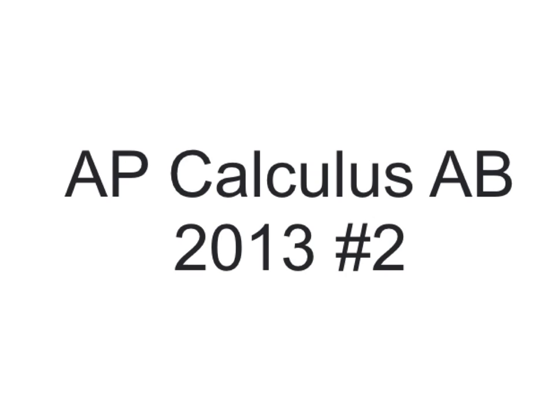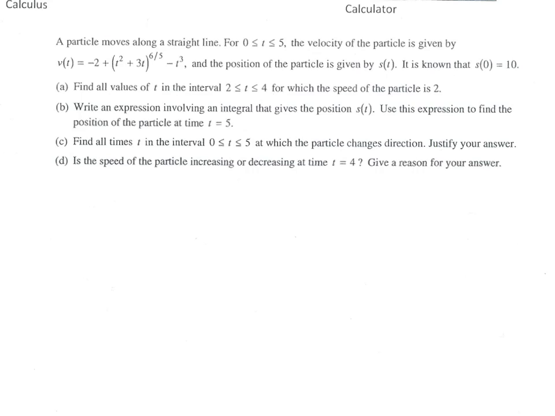This is the solution to number 2 on the 2013 exam. So we have a particle moving on a straight line. We're given a domain of 0 to 5, our velocity function, and the position is called s of t, and they give us this nice little initial condition here.